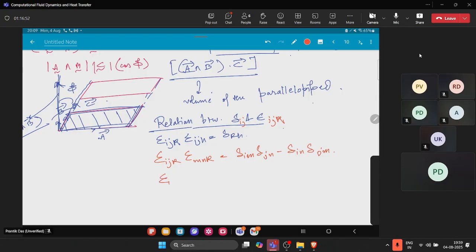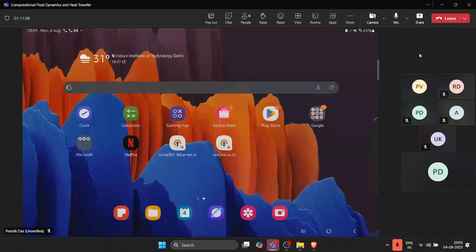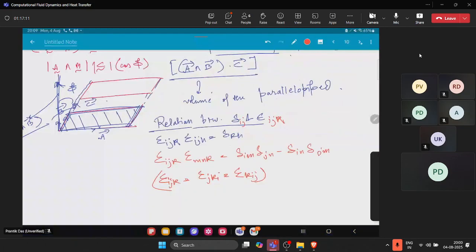And epsilon ijk is equal to epsilon jki, equal to epsilon kij. So if the order is in the ijk format, where after i it is coming j, and after j I am getting k, it is going to be 1. And if I change the order, it becomes -1. And if two of the indices are the same, like iik, then this becomes 0. Okay.